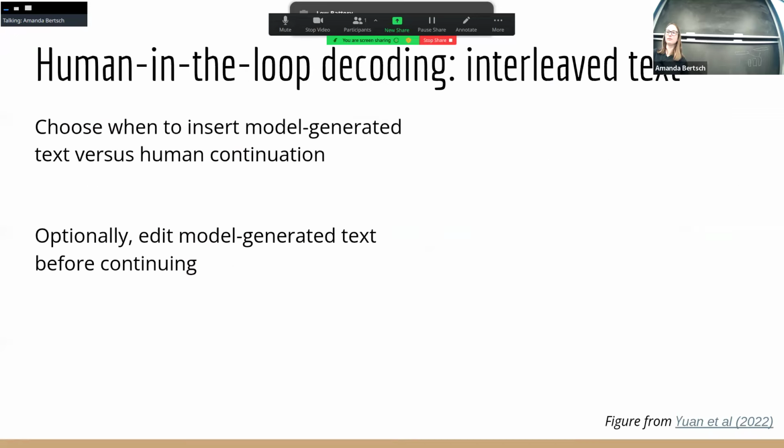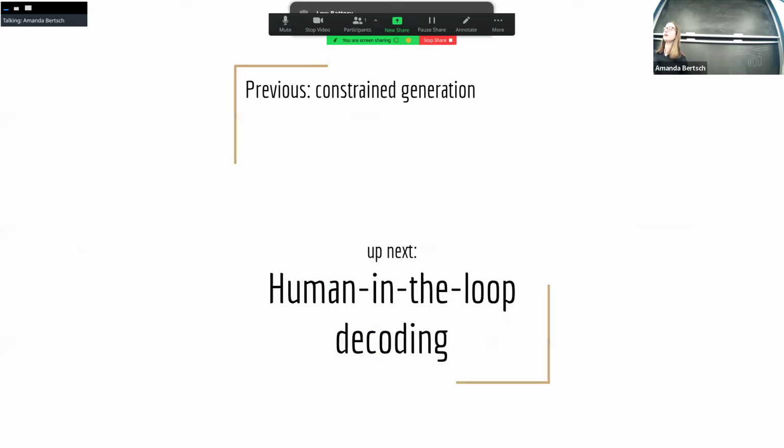Great. So now we're going to talk about methods for introducing human interaction into the decoding process. Everything we've looked at so far has been very black box and hands-off, right? You give the model M some input, maybe we do some kind of manipulation on the decoding side, and you get one output back.